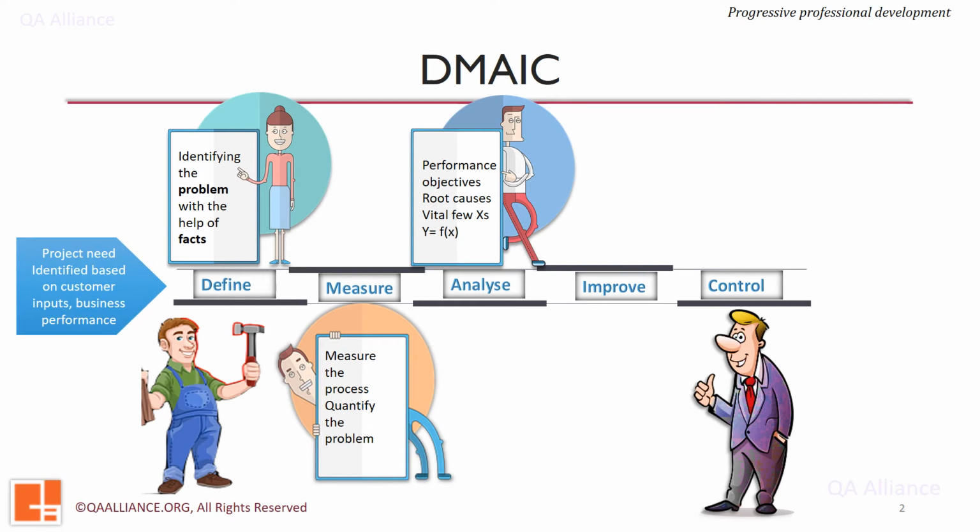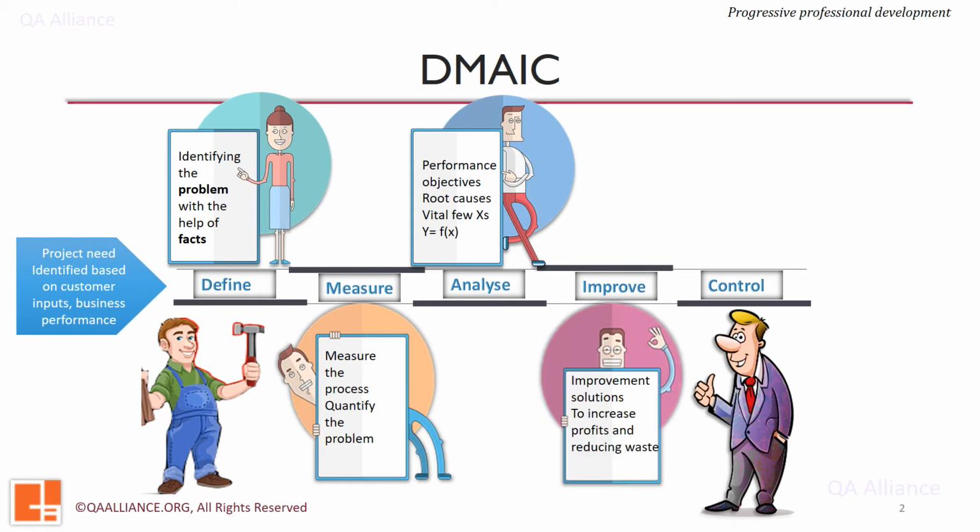Once the root causes are known, the improve phase starts where Mr. John and team develop potential solutions to increase profits by decreasing defects and removing process waste. They then pilot and correct the solutions as required. This all is done in the improve phase to improve the process.